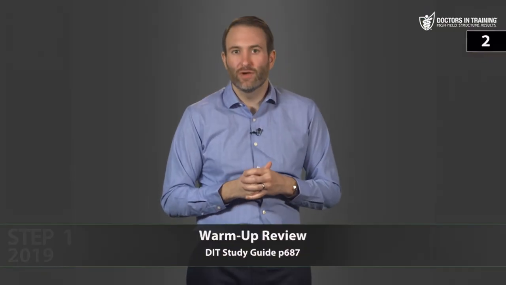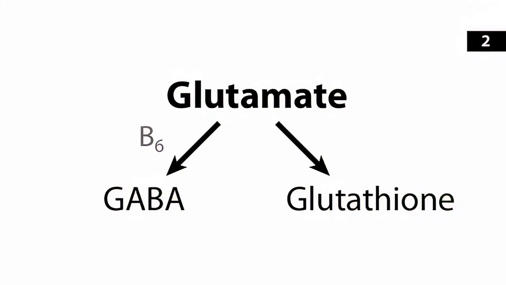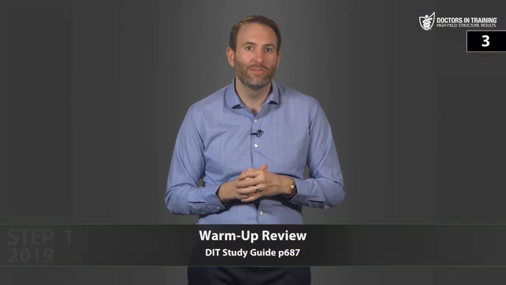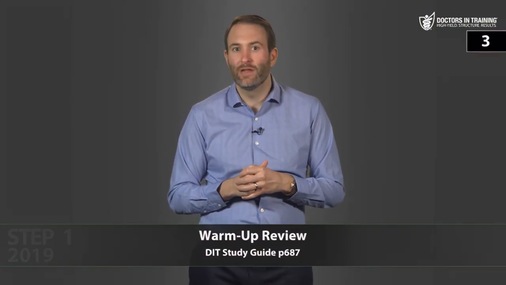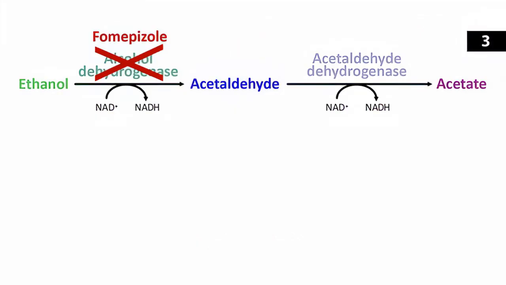Next, which substrate and cofactor are required for the generation of GABA? Now, the amino acid glutamate is essential for the production of GABA and glutathione, an important antioxidant as well. Now, to answer the question, the substrate is glutamate, and the cofactor, though, is vitamin B6. Next, what medication inhibits alcohol dehydrogenase? And then what medications inhibit acetaldehyde dehydrogenase? Well, fomepizole inhibits alcohol dehydrogenase, and disulfiram is going to inhibit the acetaldehyde dehydrogenase. All right, that's it for the warm-up. Let's get to that video.